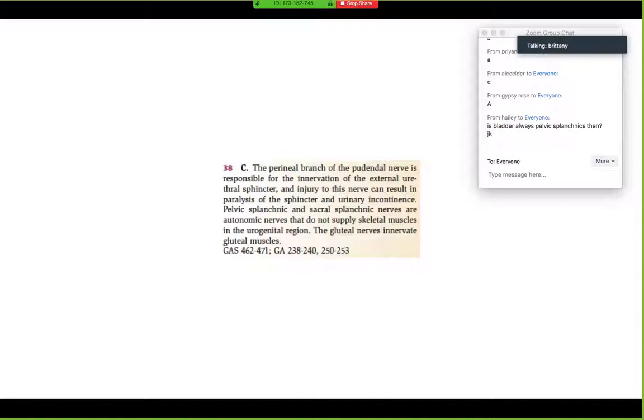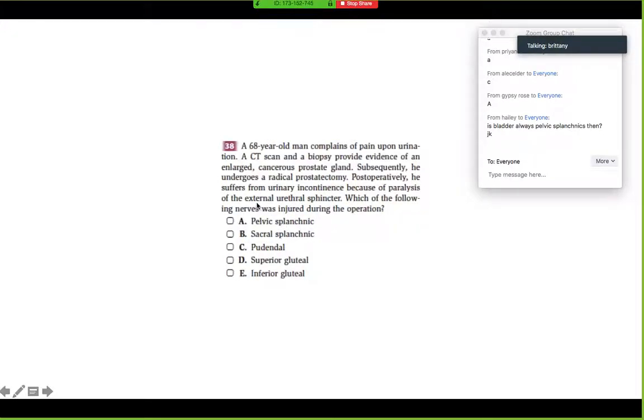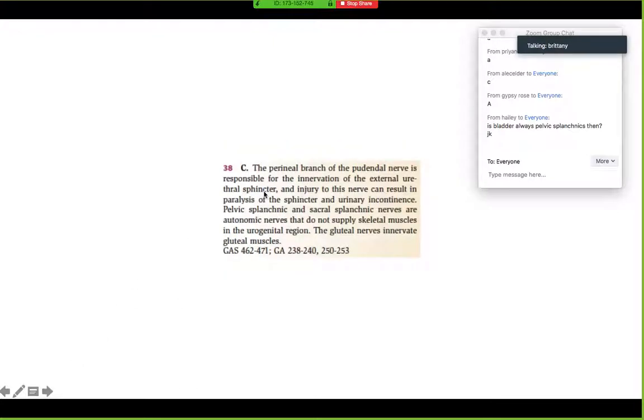Yeah, so the answer, so this is referring, see, I think personally, the same sort of thing gets me on exams. So your mind kind of jumps to bladder, but it's talking about the external urethral sphincter here. So the answer to this one is going to be the pudendal nerve, responsible for innervation of the external urethral sphincter.